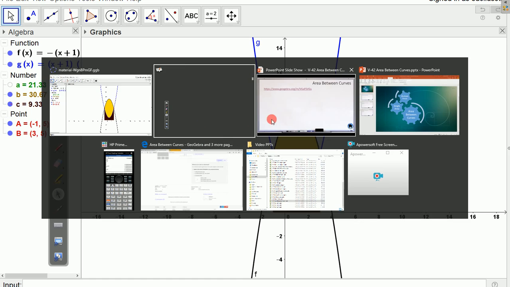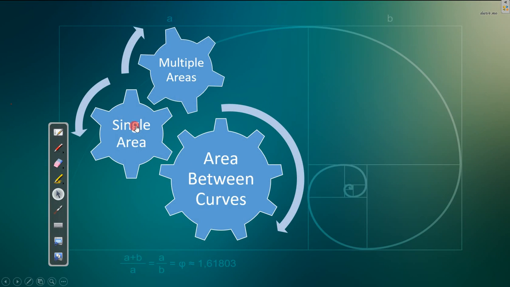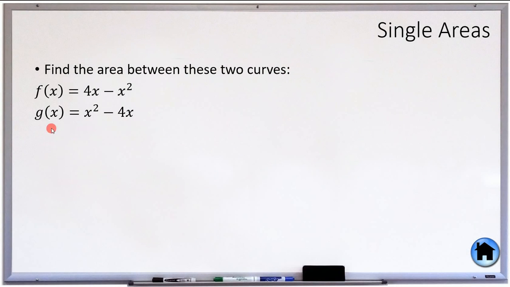Oops, wrong one there. That's the one I want. So let's start with the easier one, if there is one single area between the two curves. That is not what I wanted to click on. Sorry about that. All right.